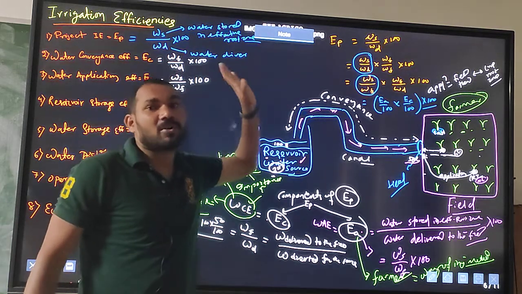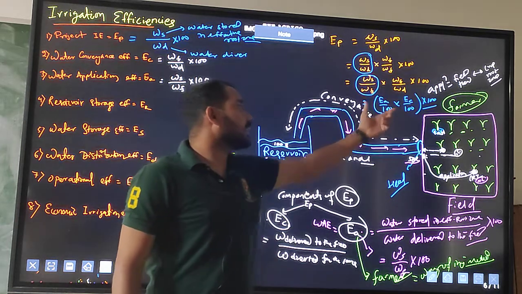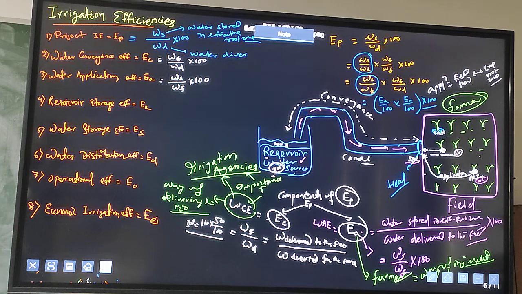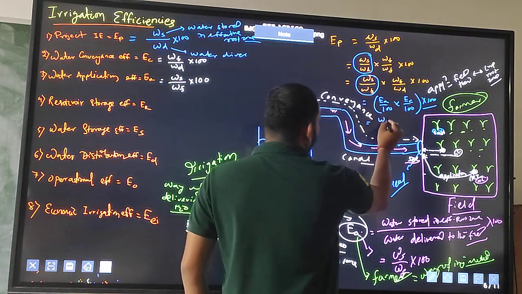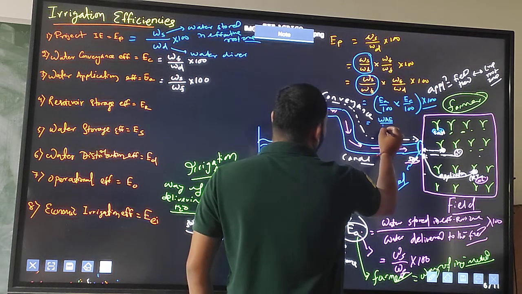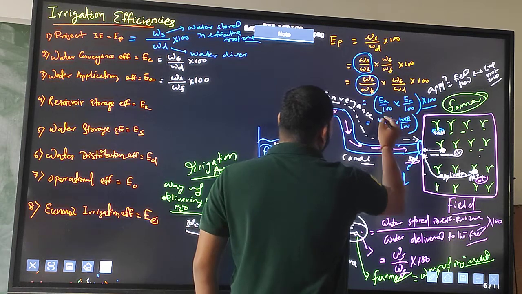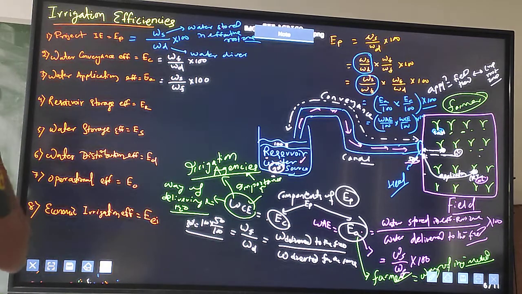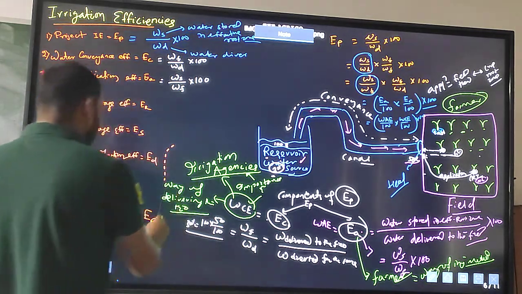Efficiency is nothing but the multiplication of water application efficiency and water conveyance efficiency, in percentage. This means it is the water application efficiency divided by 100, into the water conveyance efficiency divided by 100, whole into 100. So this is the basic thing you have to remember. I think you have already understood what I want to say. So, the next thing.